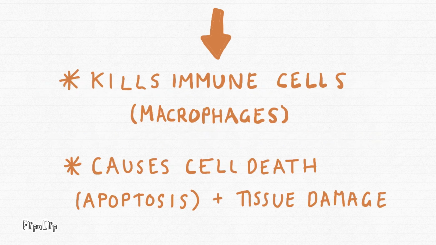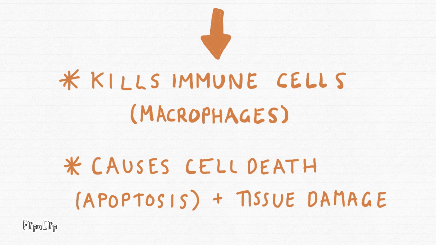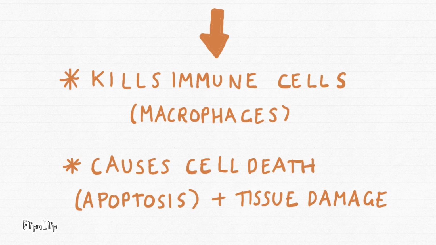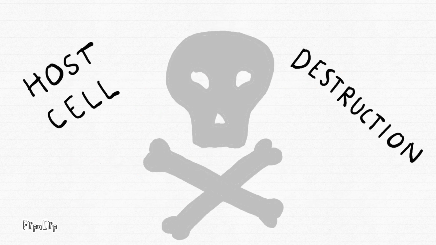As for the lethal factor, it does what it says on the tin and kills host immune cells, alongside causing cell death known as apoptosis within the host. This results in tissue damage. Therefore, all in all, the anthrax toxin works to cause host cell destruction.